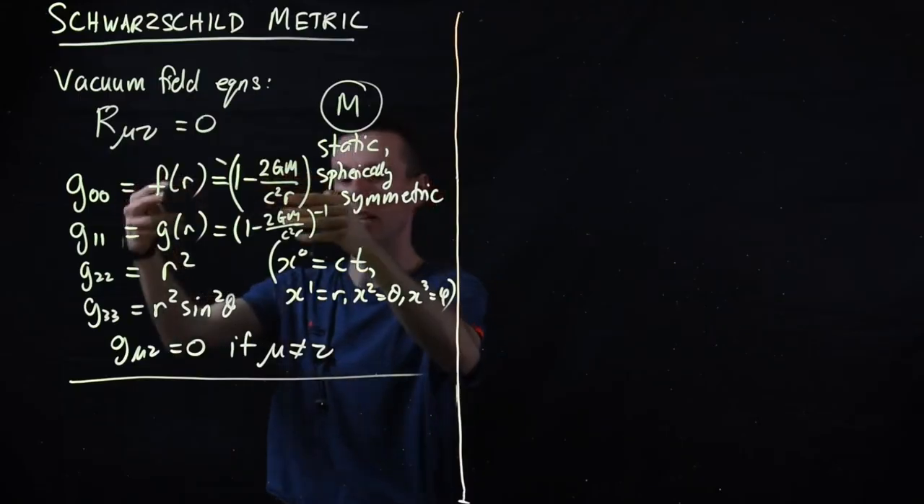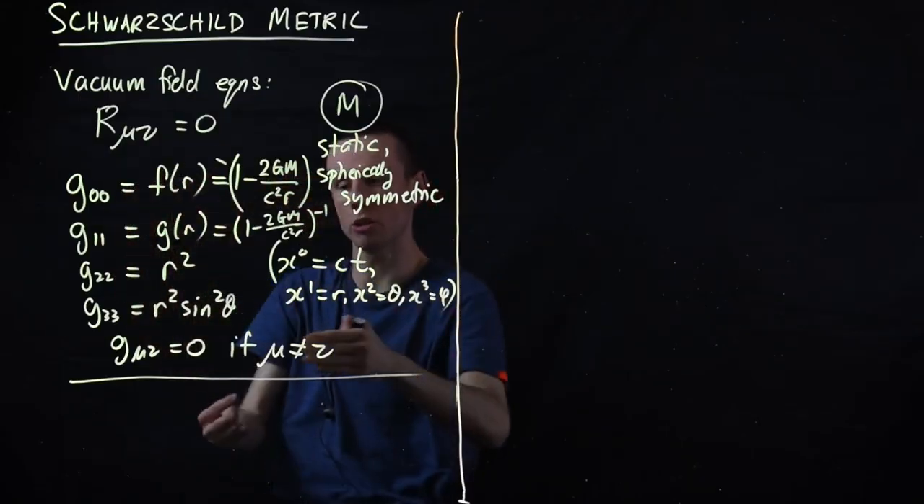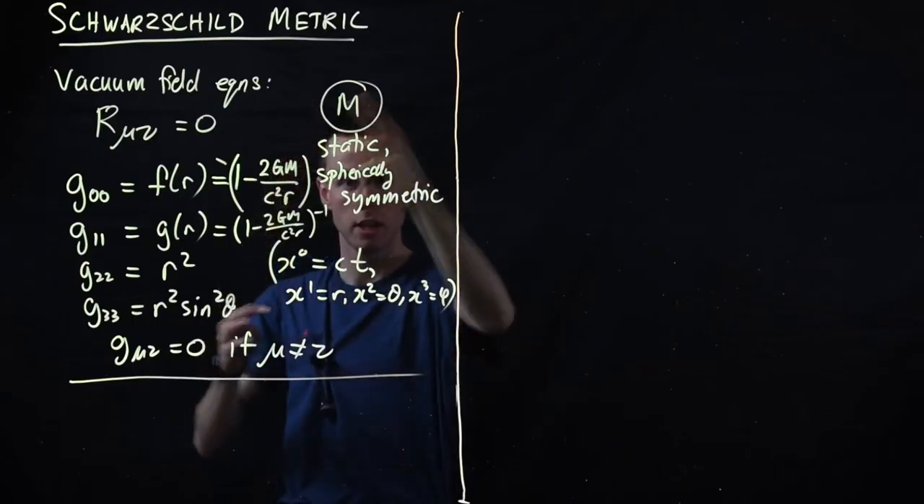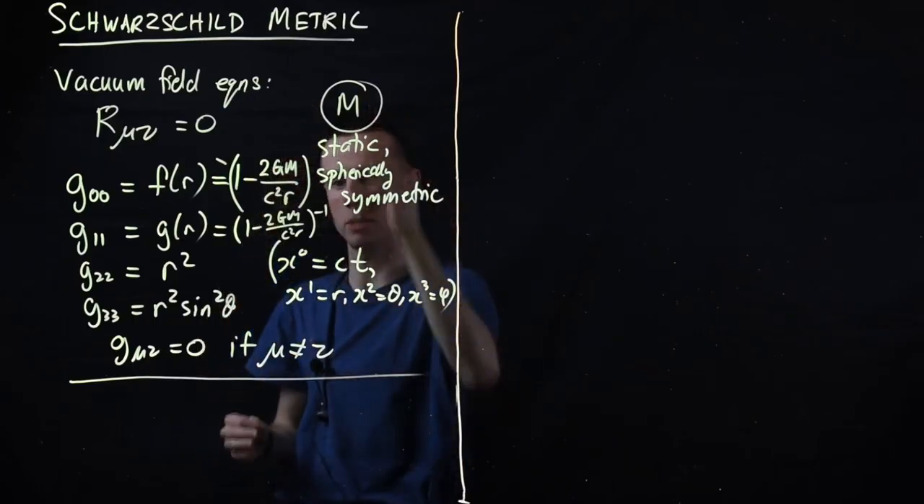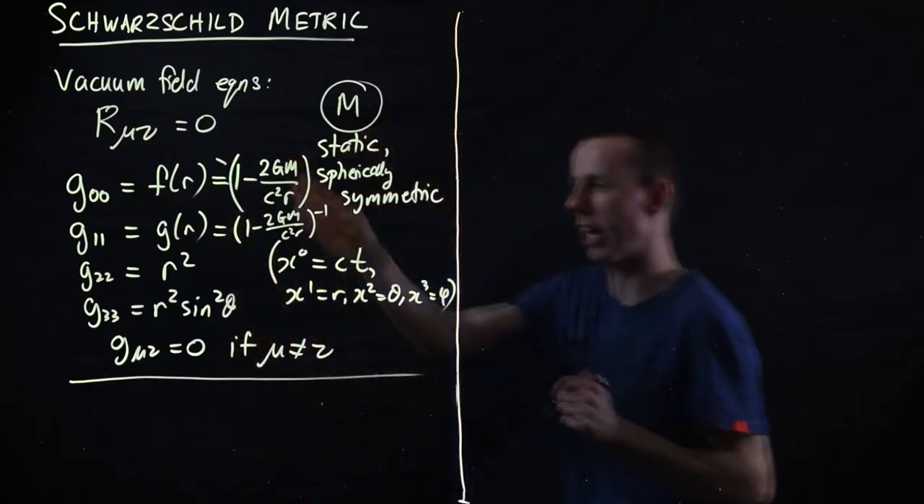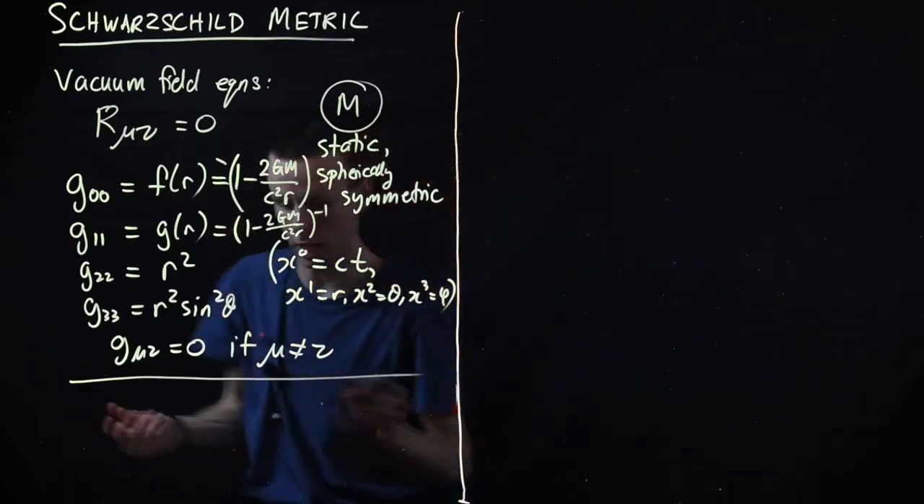Those will be the final answer for the components of the metric tensor that describe the curved space-time as a result of a static spherically symmetric mass of mass M. Usually, though, we don't write it this way. Usually we don't write all the components. We just write an expression for the line element instead.